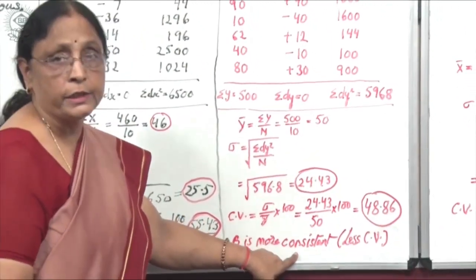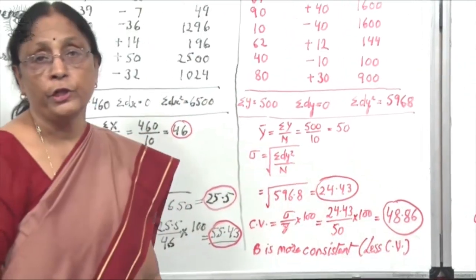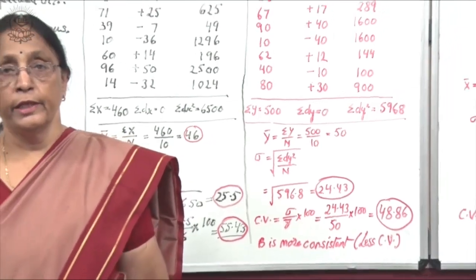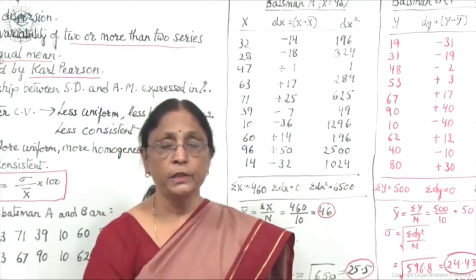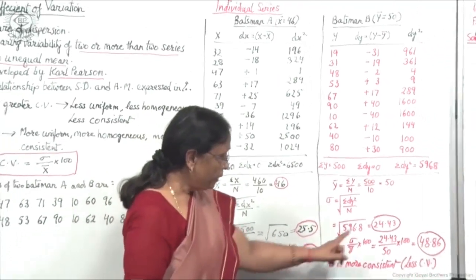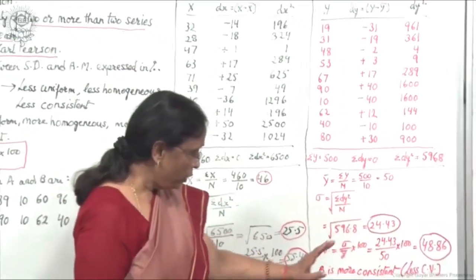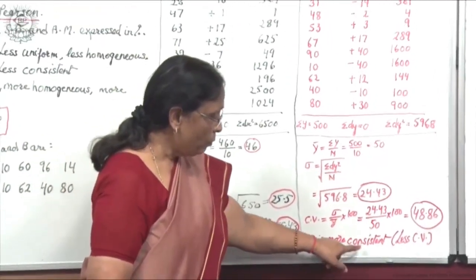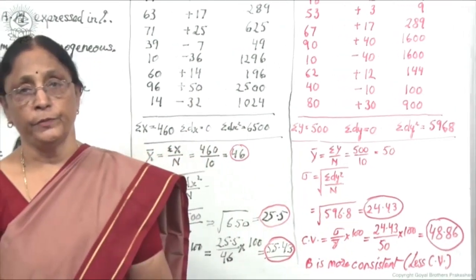B is more consistent because there is less coefficient of variation. As I told you, if the coefficient of variation is less, that means it is more consistent. So in this case, comparing these two batsmen, 48.86 is the lower figure, so B is more consistent because of less coefficient of variation.